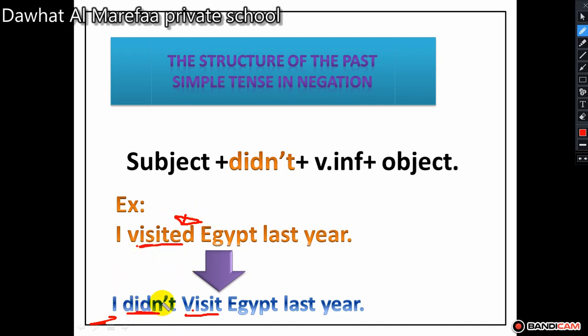Why did we omit ed? Because we put the helping verb didn't. And what comes after didn't? ماذا يأتي بعد didn't؟ بيجي بعده الفعل في المصدر, in the infinitive case. So it will be I didn't visit Egypt, which is the object, last year. وده الكيورد اللي هي الكلمة الدالة عن الماضي. So again, I visited Egypt last year. I want you to make this sentence in the negative case. So what will it be? I, then I will put didn't, and then the verb, visit. We change visit into the basic form, the main verb of the verb itself. So I didn't visit Egypt last year. Okay.